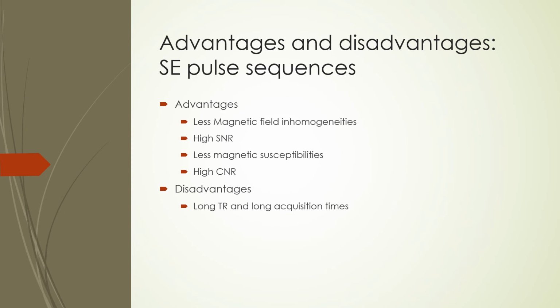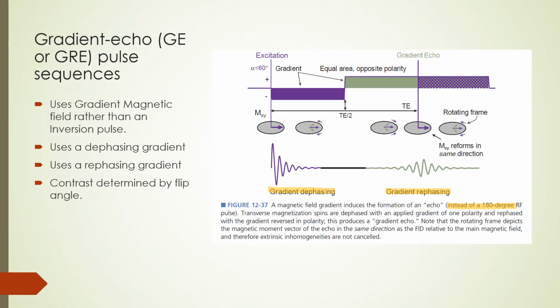MR contrast schemes for clinical imaging use the spin echo or an inversion recovery variant of the spin echo pulse sequence for many examinations. The advantages of the spin echo and inversion recovery spin echo sequences are that they are less sensitive to magnetic field inhomogeneities, magnetic susceptibilities, and generally give higher signal to noise ratio and contrast to noise ratio. The downsides are the relatively long repetition times and correspondingly long acquisition times. The next basic pulse sequence I mentioned is the gradient echo.